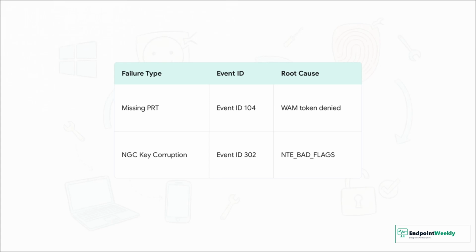But here's a massive caveat. These Event Viewer logs might be completely empty. Yeah, there's no way to trace it. If the device never successfully attempted provisioning, say a tech manually deleted the NgC key folder trying to fix it earlier, you'll see absolutely nothing in there.